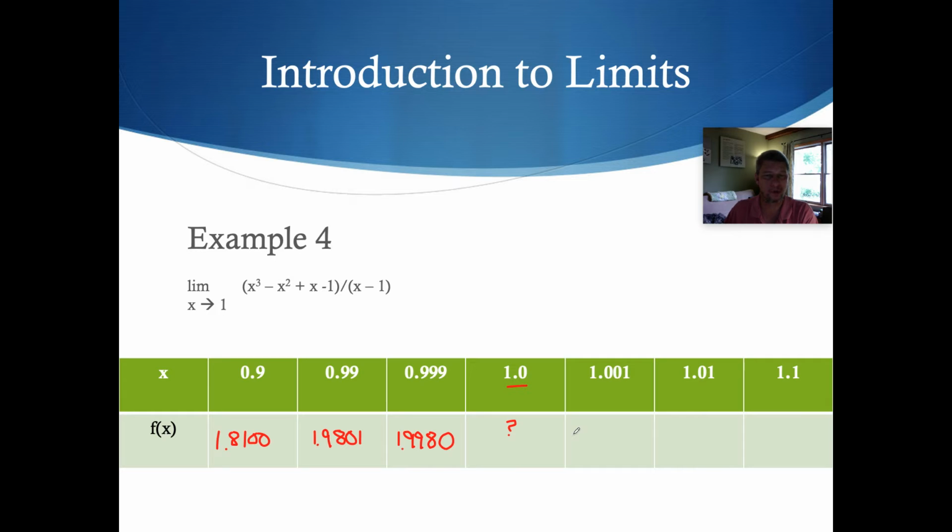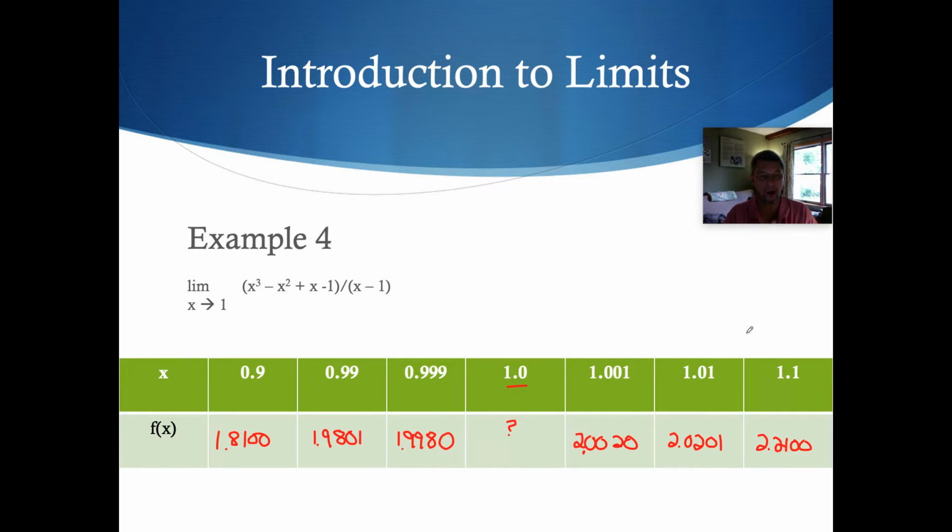And so 1.001 cubed, and so on. This gives us 2.0020. All right, there should be a decimal point right there, which again is really close to 2. So you can see we're getting closer and closer to 2 as the values of x get closer and closer to 1. Plug in 1.01, and the value of f of x becomes 2.0201. And if I plug in 1.1, the value of f of x is 2.2100.